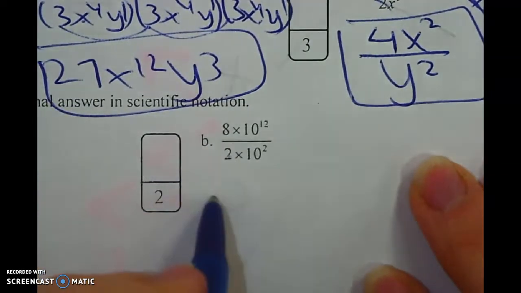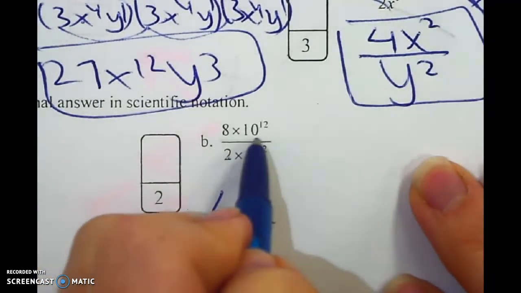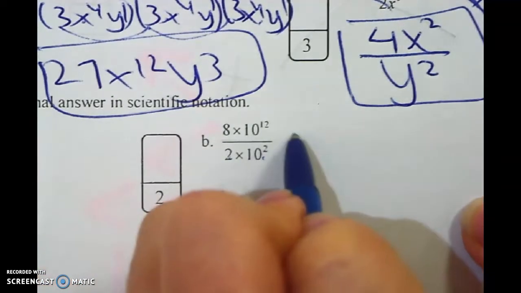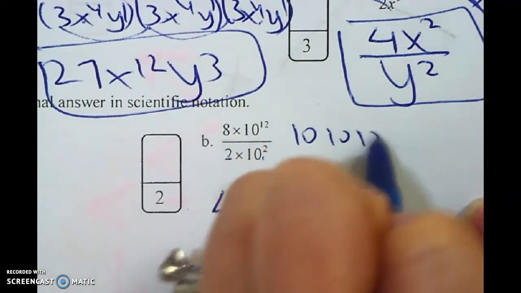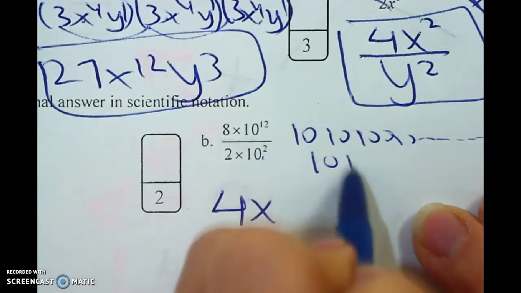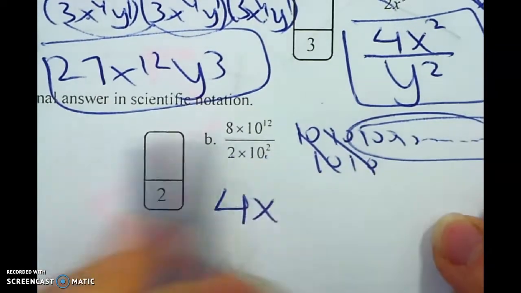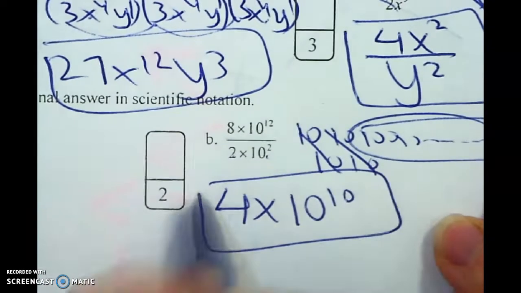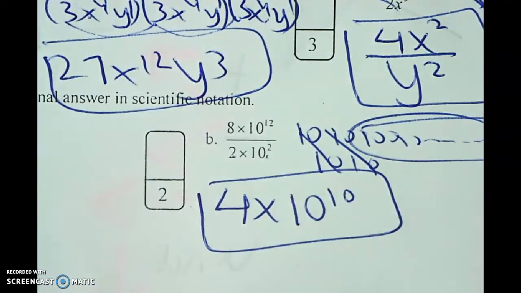Okay. This one I'm dividing. 8 divided by 2 is 4. And if I have 12 on top and 2 on bottom, so 1, 2, 3, 4, 5, 6, 7, 8, 9, 10, 11, 12, and I have 2 on the bottom, I take 2 of those away, and I have 10 left. Okay? That's chapter 2. Let's review.